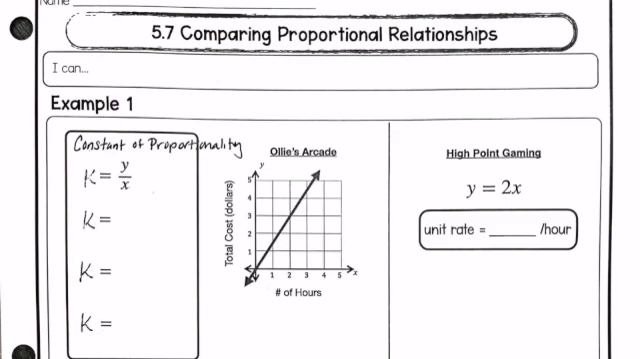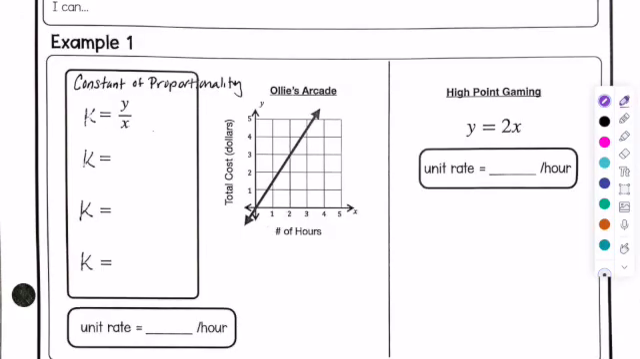Remember that constant of proportionality we use the letter K for. So if I'm looking at Ollie's graph and I'm trying to find the cost per game, that unit rate is always Y per X. We could also write that as the ratio Y over X, or Y divided by X. For Ollie's Arcade though, you notice at 1 hour, that is our unit rate. And if we look at that point, we can't tell exactly what the Y value is.